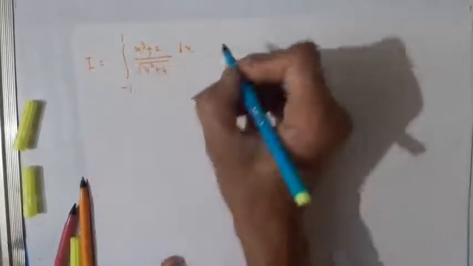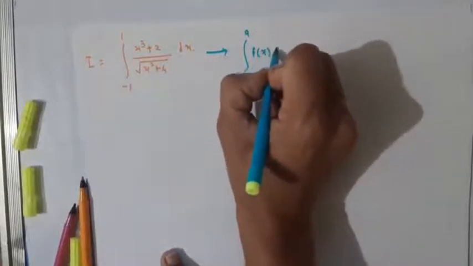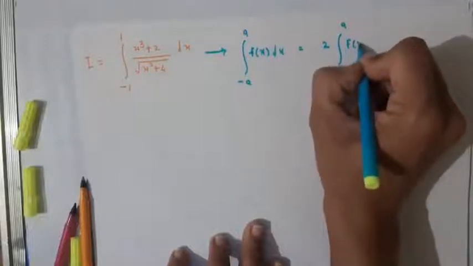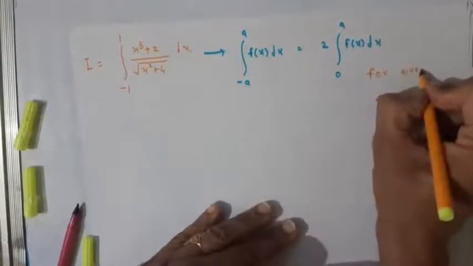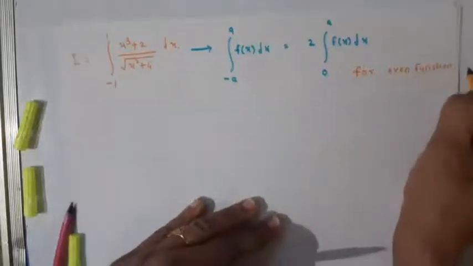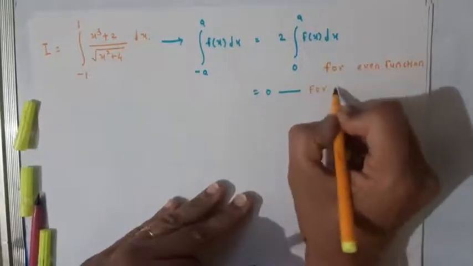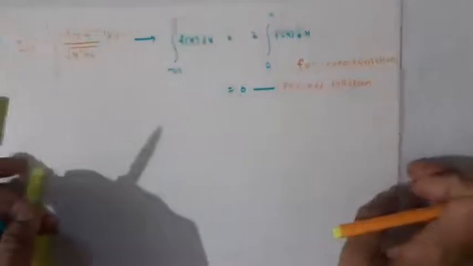Suppose students I is the integration. Now to solve this problem, here minus 1 to 1, we can use the property: integration minus a to a f of x with respect to x is equal to 2 times the integration 0 to a f of x with respect to x if the function is even, and the value is equal to 0 for odd function. In this way we can solve.